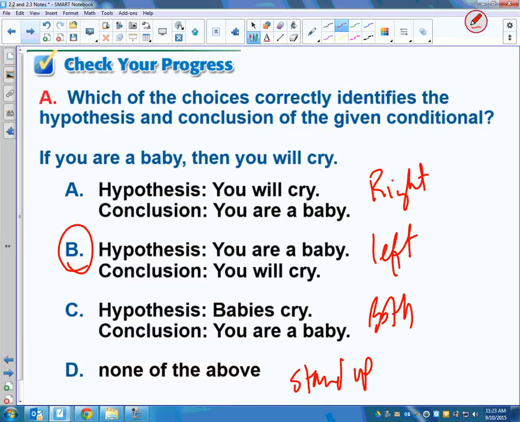So, here's why order matters, and we're going to talk about this in a minute. If you switched around, if you say, if you cry, then you are a baby, is that true? I mean, I guess if you want to call people that cry babies, but that's not always true, right? But if you're a baby, then you will cry. Yeah, I think all babies cry. I think we would say that's true. So that's why it matters which one's first, okay?